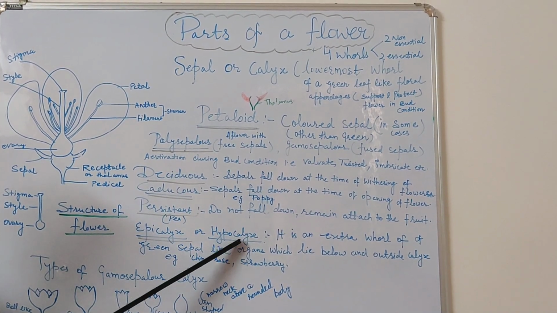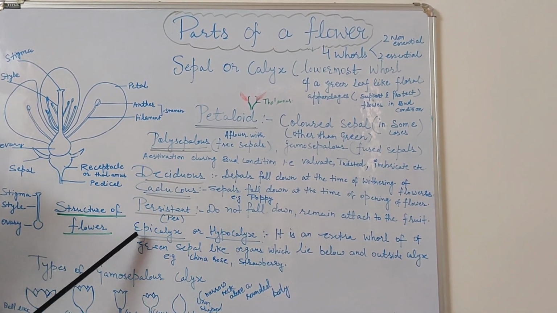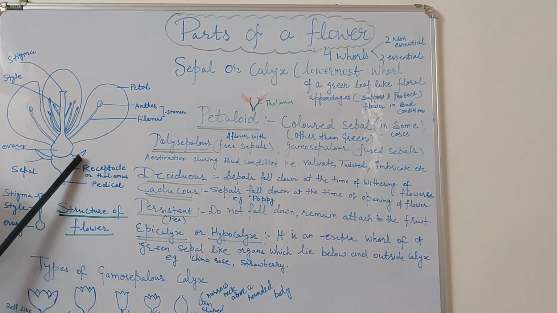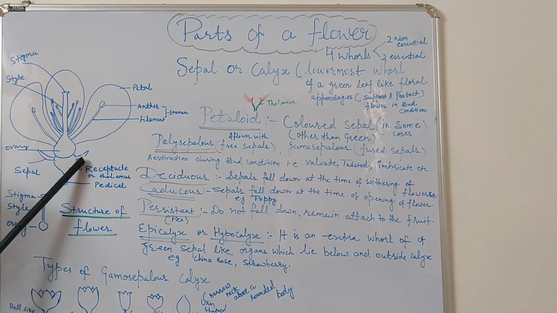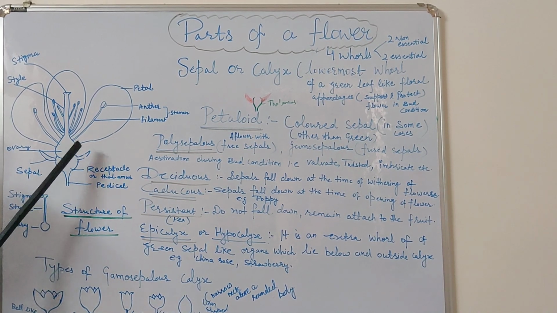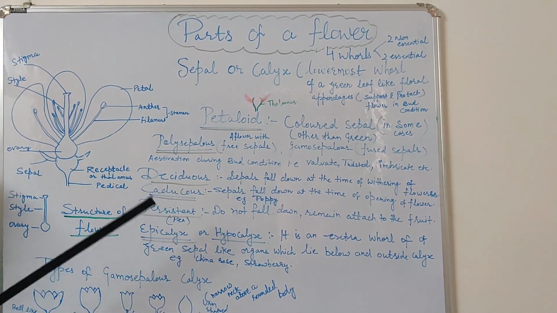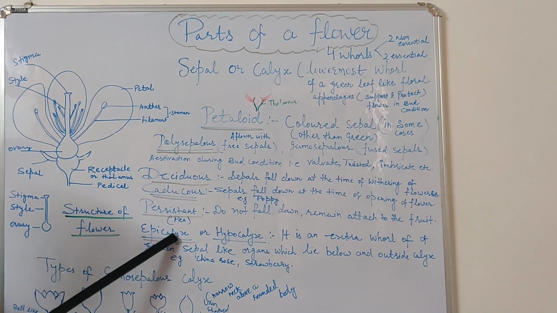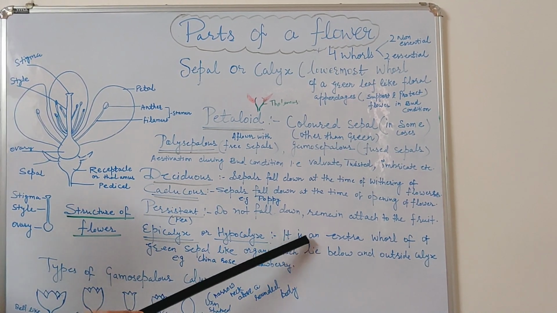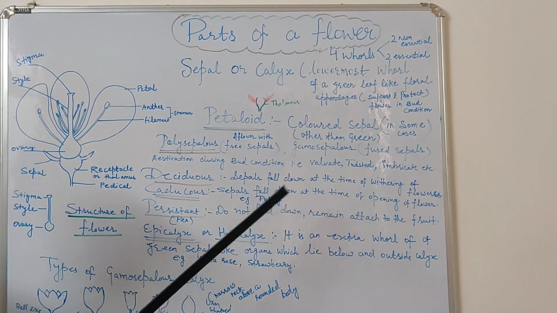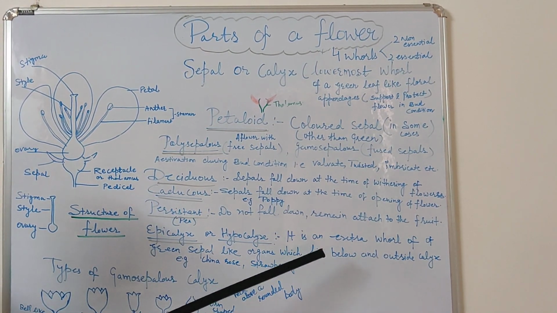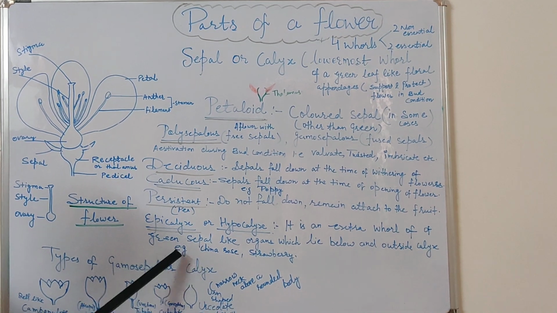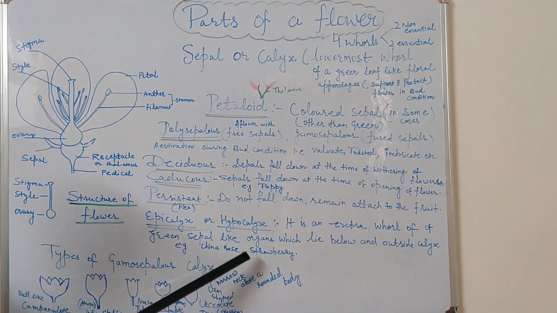Apicalyx or hypocalyx. If below the main calyx there is another set of sepal-like structures, then we call that apicalyx. What is apicalyx? It is an extra whorl of green sepal-like organs which lie below and outside the calyx. Examples are China rose and strawberry.